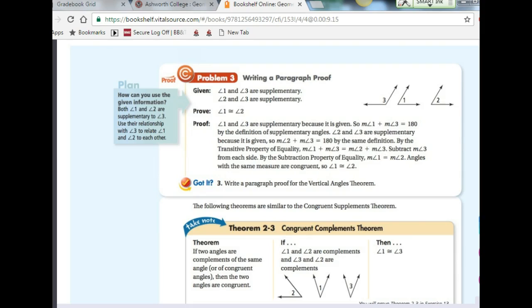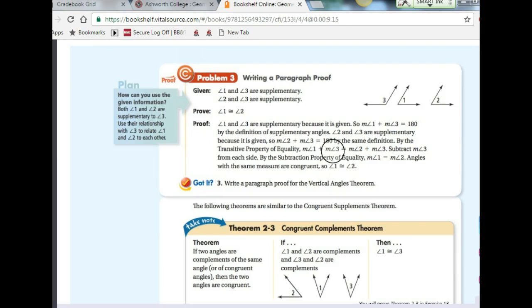Okay? Now, by the transitive property of equality, the measure of angle 1 plus the measure of angle 3 equals the measure of angle 2 plus the measure of angle 3. Where that's coming from is if these two add up to be 180 and these two add up to be 180, because both of those right there are 180, then these are equal to these. They have to be. That's called the transitive property. So that's why the measure of angle 1 plus the measure of angle 3 is equal to the measure of angle 2 plus the measure of angle 3.